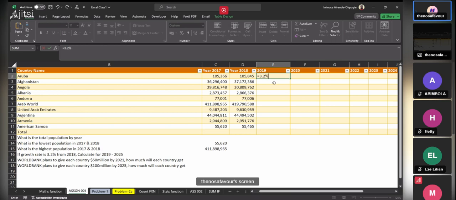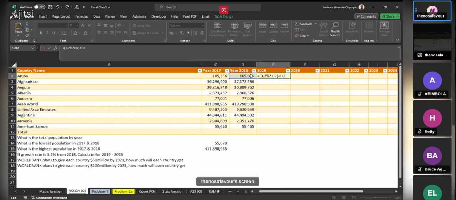So for us to do that, we would say equals 3.2% times D2. That's this cell here. After you've done that, you want to put this in brackets, and then you say plus D2.